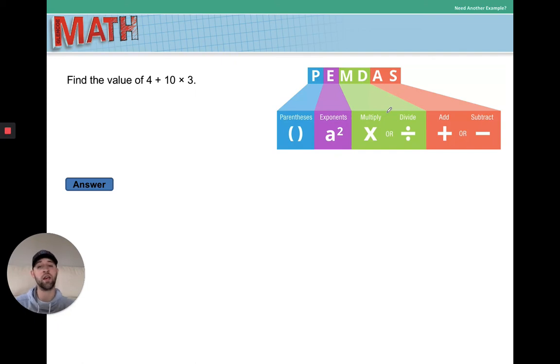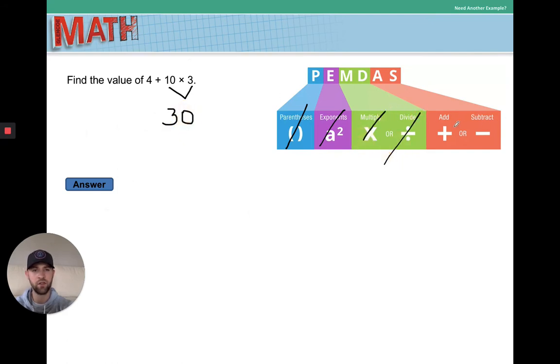4 plus 10 times 3. Do I have any parentheses? I need to ask myself that first. No, I do not. Do I have any exponents? No, I do not. Do I have multiplication or division? Yes, I have multiplication. So let's solve my multiplication problem first. 10 times 3, you should get 30. Okay. Done with that. I did not have any division.